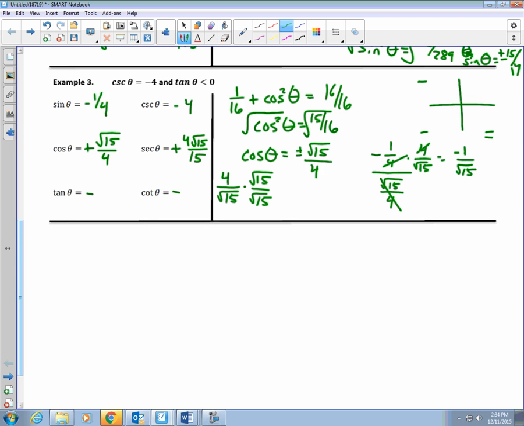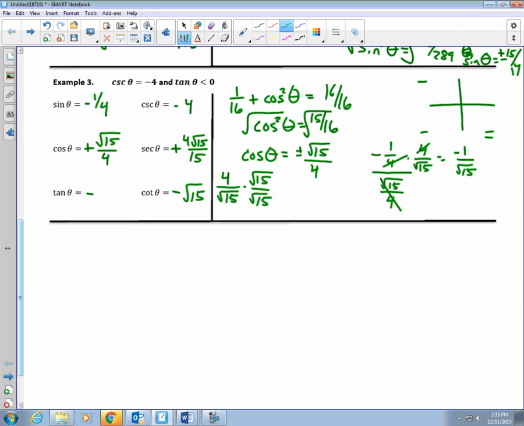And pause. Let me save you some time. We don't like square roots in the denominator, do we? But before we change it, let's just say that tangent's negative 1 over the square root of 15, right? How would I find cotangent? If we flip it, the square root is out of the denominator, right? So we already got cotangent, square root of 15 over 1, or square root of 15. So see how I noticed that? That way I didn't have to switch it later.